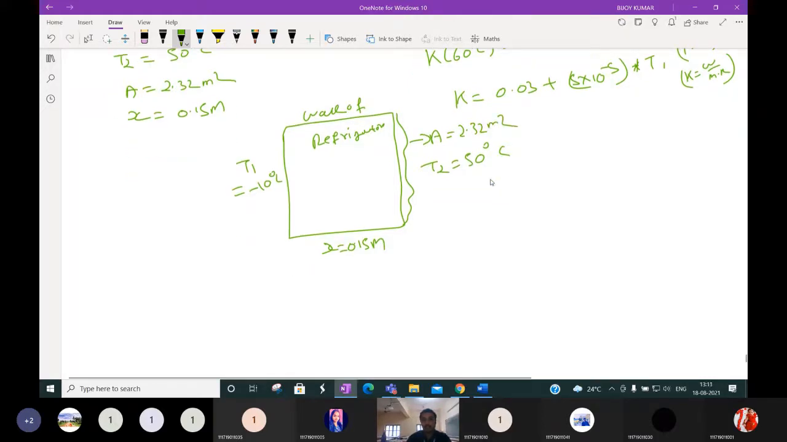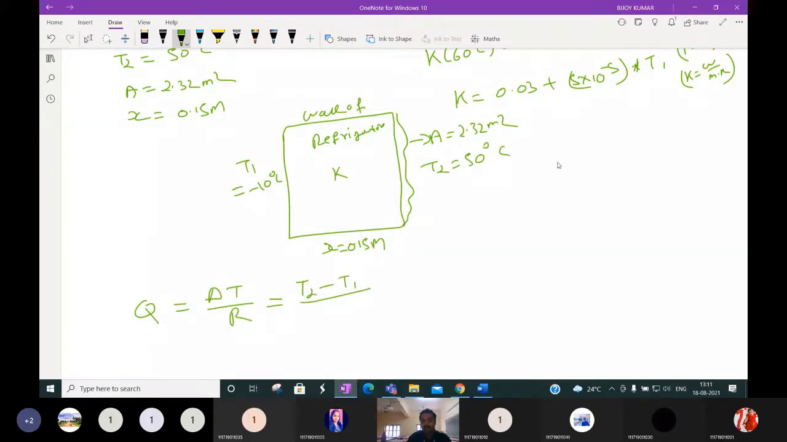Suppose K is the thermal conductivity of this material. Then it is asked to find the Q value, and we know that Q is nothing but delta T by R. R is what? It is given a plane wall. R means resistance to heat transfer. Delta T means the high temperature minus low temperature, the change in temperature. So it will be T2 minus T1 by R.